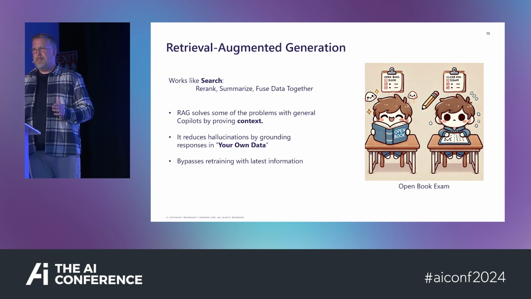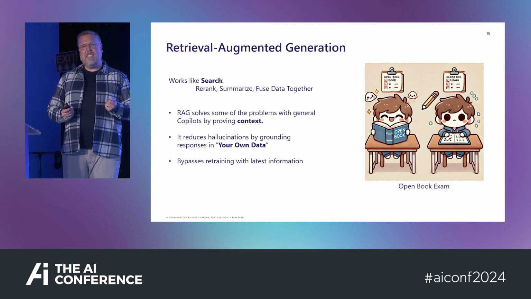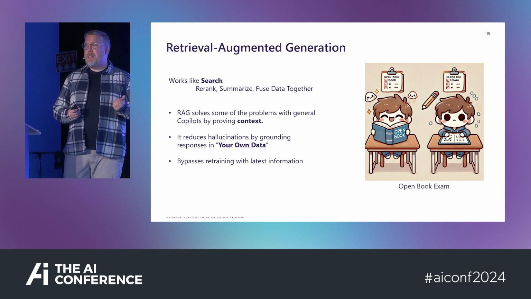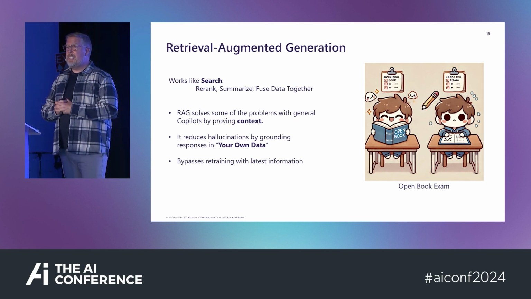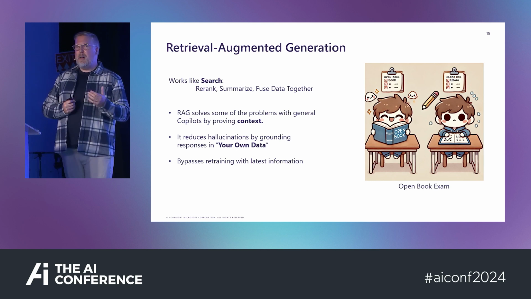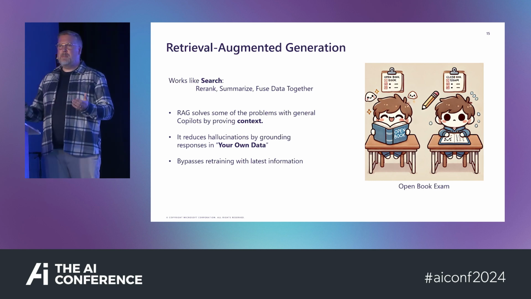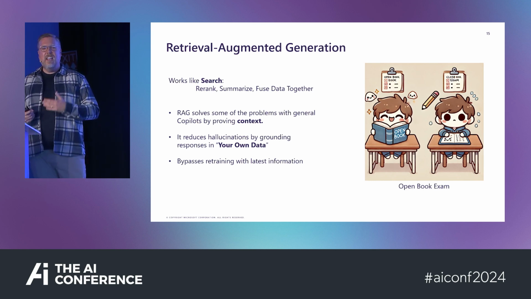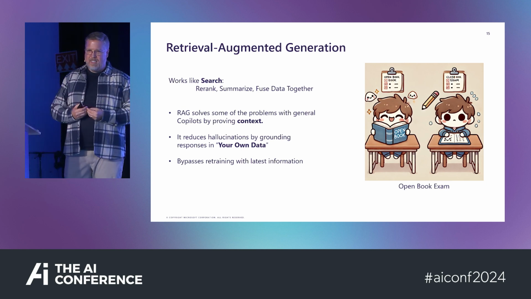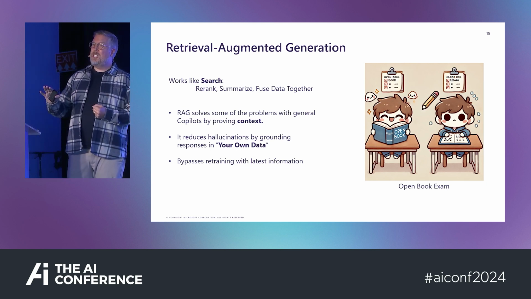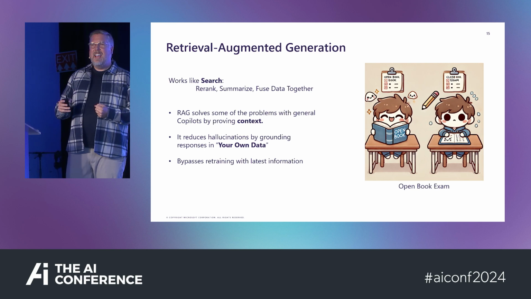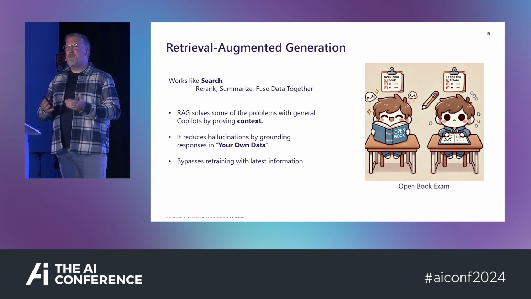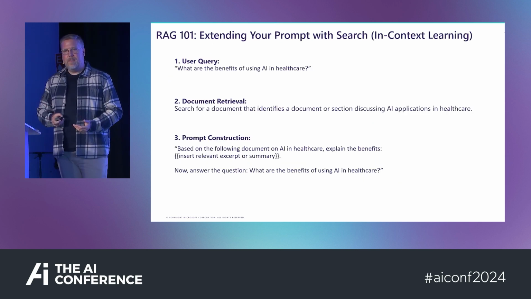And this is great. Another way to think about it is it's like search. It just has re-rank, summarize. I want to fuse together disparate data types. And I think that really helps people understand kind of what they're getting out of this part of the technology. And RAG is great. It helps provide context, helps reduce hallucinations by grounding it within your own data, and it bypasses a retraining step if you're working with an AI model.